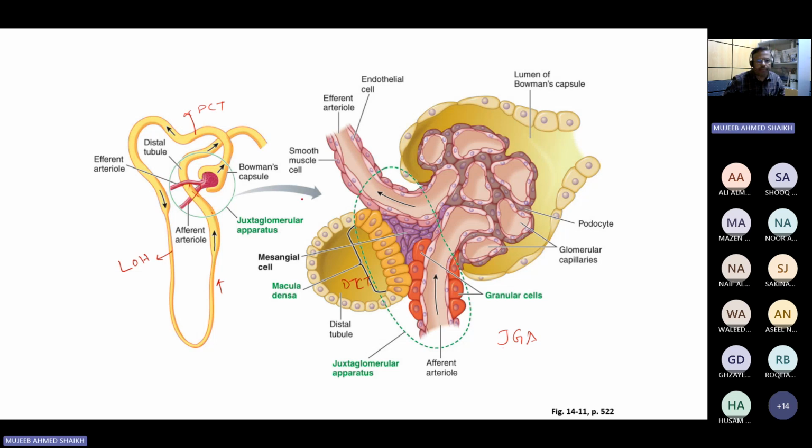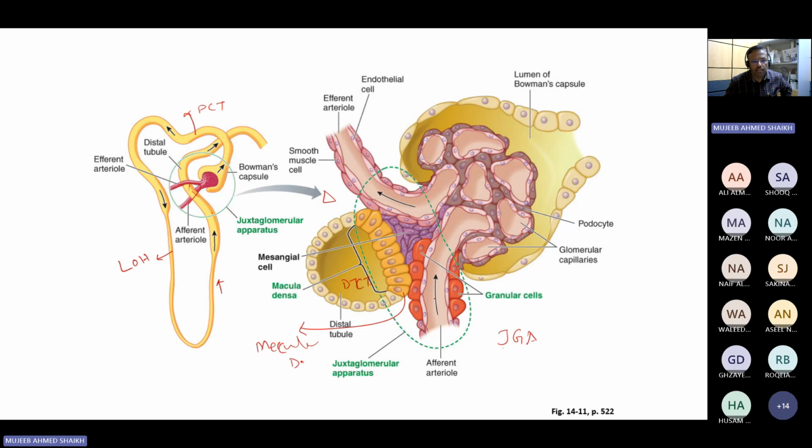In cut section, it looks like this. There is the efferent arteriole, this one is the afferent arteriole, and in between you will find the DCT. The cells of the DCT which come in contact in this area become modified, and they are known as macula densa cells.